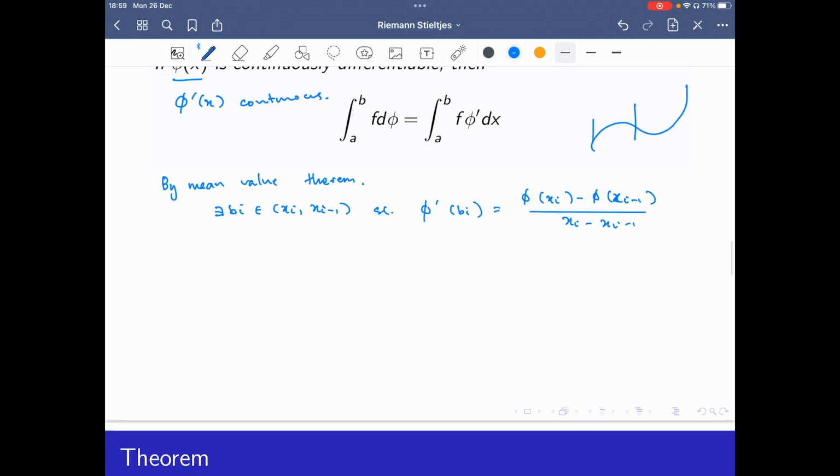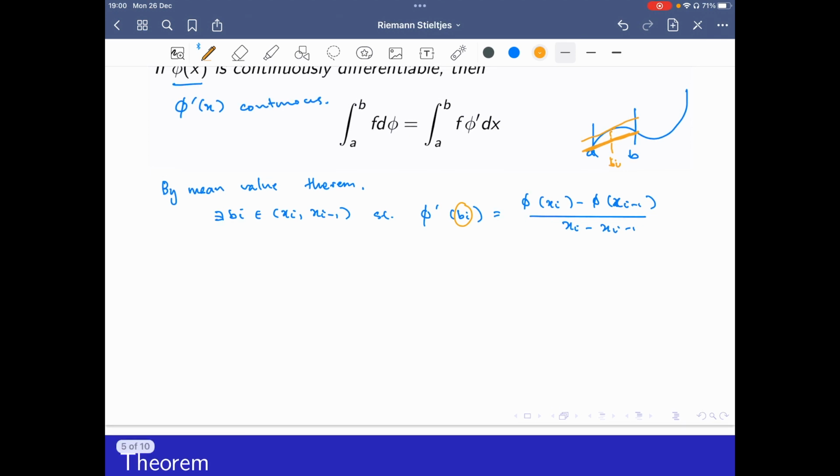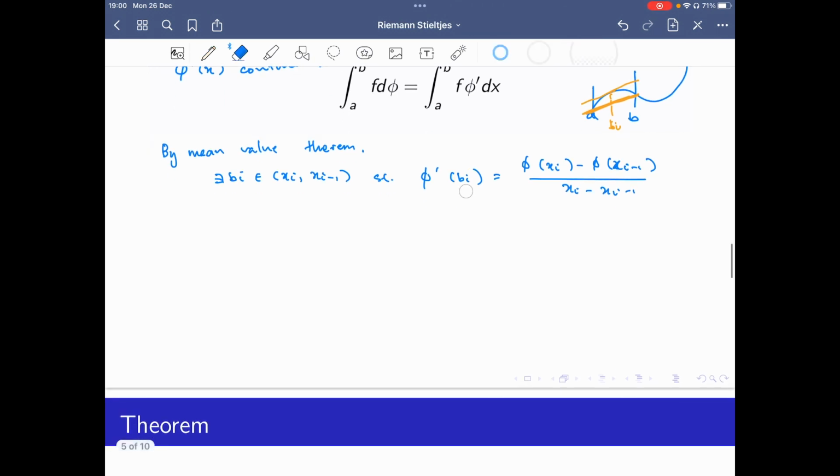For example, here and here are a and b. We can just draw a line like that. Then in the middle, we can always find a bi, and this bi has a tangent line that is parallel to this line. So its derivative is equal to the gradient from a to b. We just apply it onto the interval of xi minus 1 to xi, and we can show that there always exists such a bi.